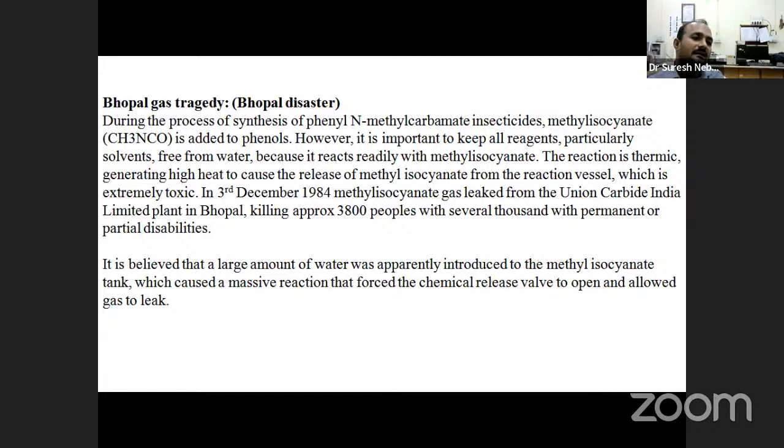If water enters there, a reaction takes place and the reaction is exothermic, so it will release heat in a very high amount. When this tragedy happened, somebody by mistake or by accident let water enter the tank, and that reaction took place. Methyl isocyanate gas was released, and this gas was very toxic. You know what happened because of that gas. So in brief, you should know when this tragedy happened and what gas was responsible for it.